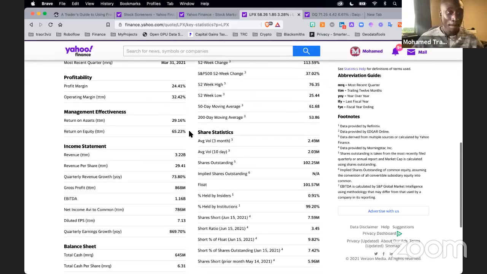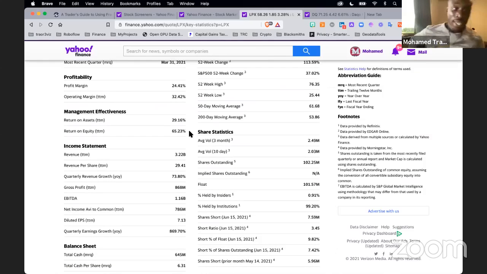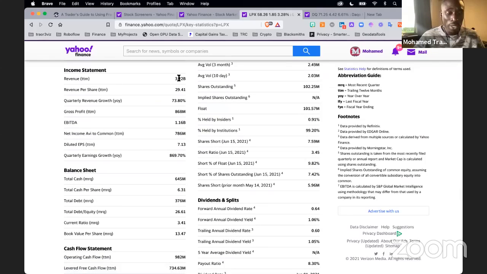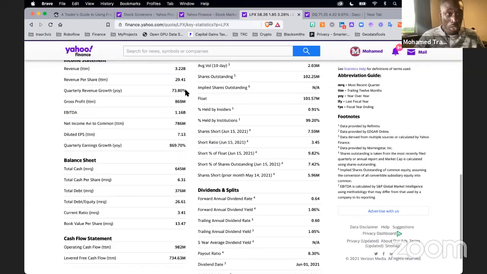Return on assets. So that's the assets that they actually have and that they're using to drive their business forward. So they're bringing in about 29 cents per dollar of their assets on the books. Return on equity, 65%. So for every dollar in shareholder equity that they actually have, they're bringing in about 65 cents. Revenue, 3.22 billion. Revenue per share, $29.41. Okay.